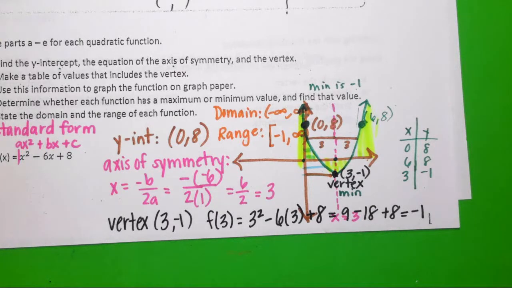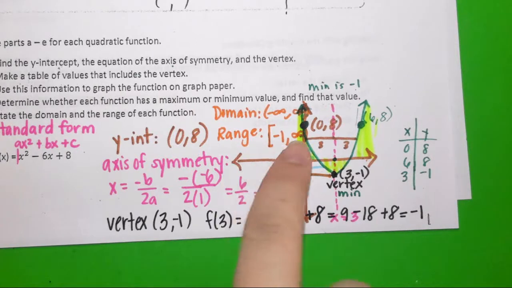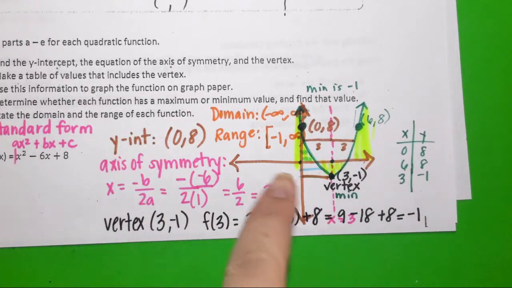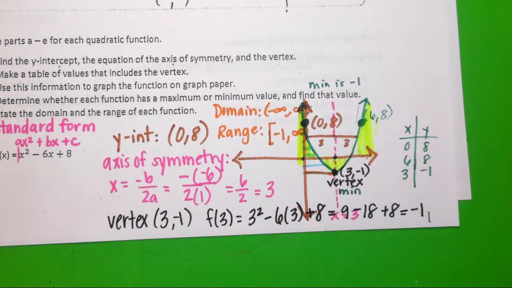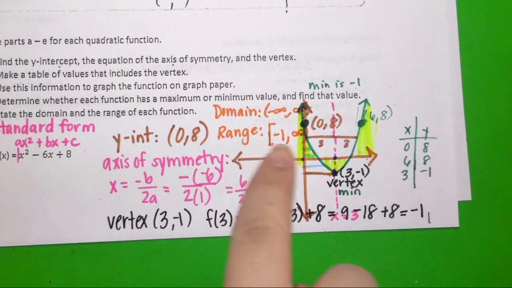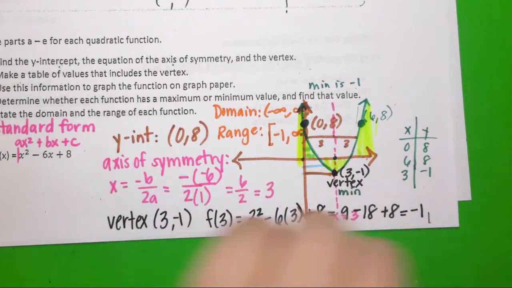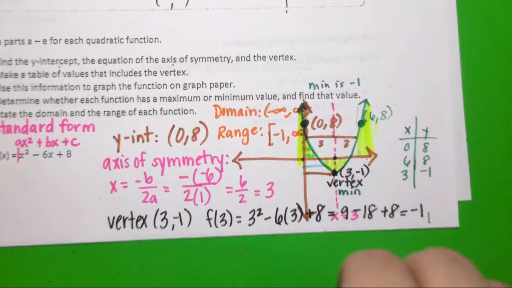The range is always going to be trickier than the domain. It's going to have an infinity somewhere. It might be -1 to infinity if it's a min. If it was a max, it might be negative infinity to 30. Like it's not going to necessarily always be number comma infinity. It could be the other way around. Are there any questions about number 1?